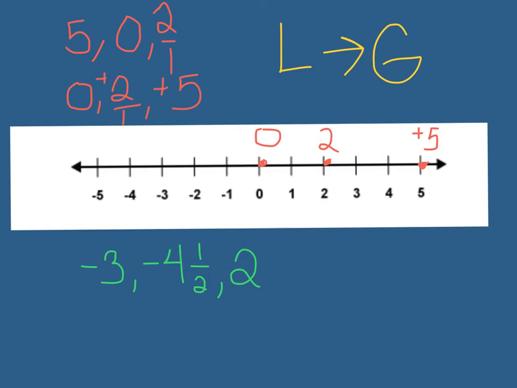Okay, so for the bottom one, we have negative 3, so we would mark that right here. Negative 3. Then we have negative 4.5, so that would be right here. Negative 4.5. And then I have positive 2. So I'm going to mark that right here. So for least to greatest, remember I'm going to start at the left and go to the right. So my least number is right here, negative 4.5. So it would go negative 4.5, negative 3, and then positive 2.